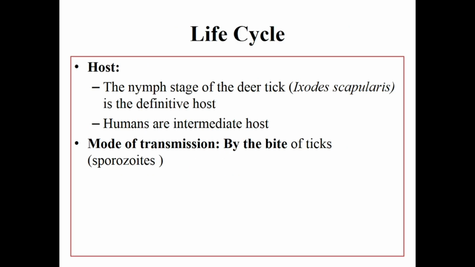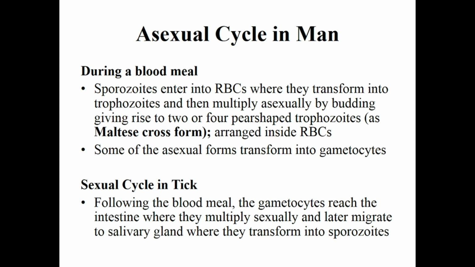Okay, the host is the deer tick, Ixodes scapularis, which is the definitive host. Humans are the intermediate host, and the mode of transmission is by the bite of ticks. So when the tick bites a human, it introduces a stage of the parasite, the sporozoite stage, into the circulation during a blood meal. The sporozoites will enter into the RBCs, where they transform into trophozoites, similar to malaria, and then multiply asexually by budding, giving rise to 2 or 4 pear-shaped trophozoites. So they look like a Maltese cross form, and these are arranged inside the RBCs. I'll show you the picture in the subsequent slide.